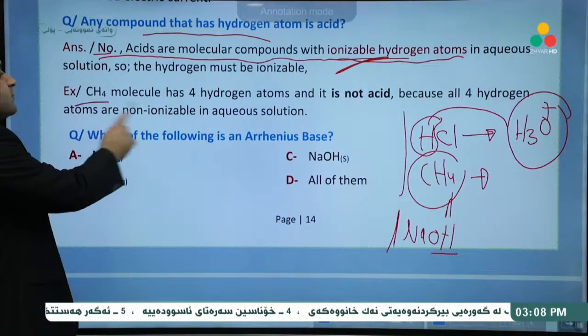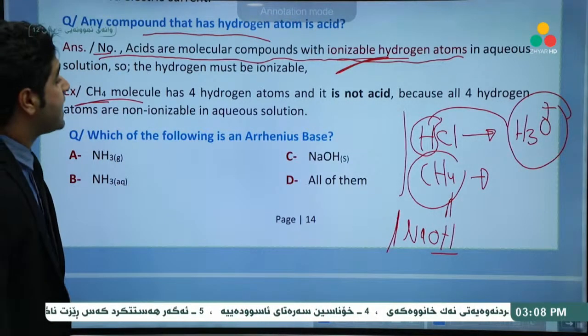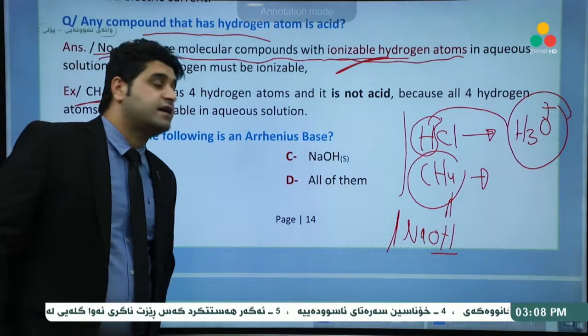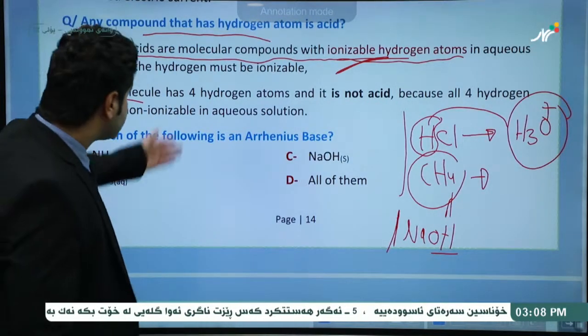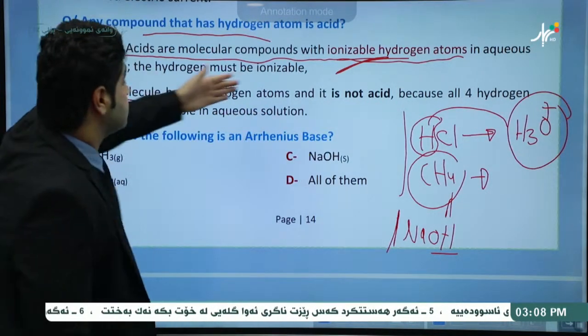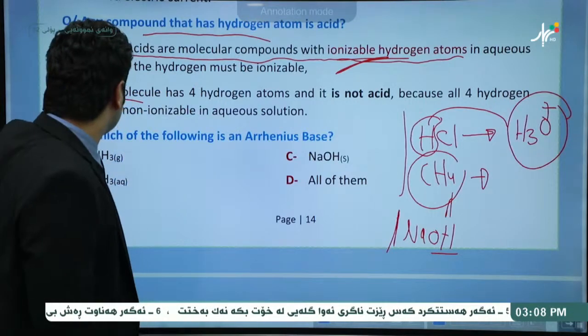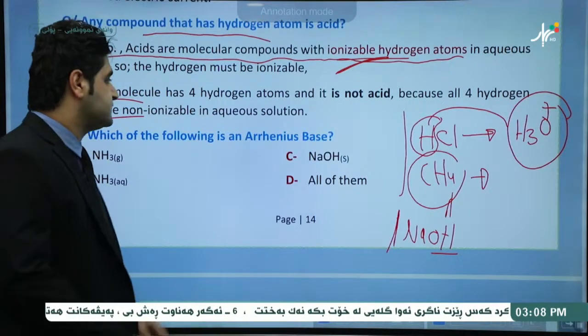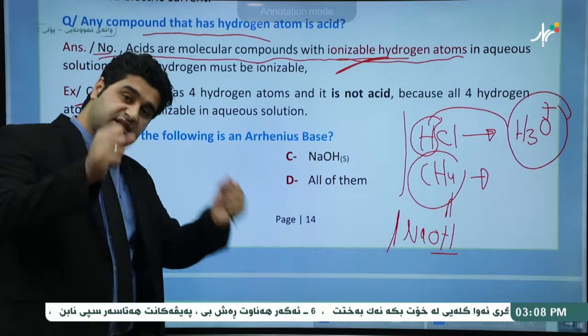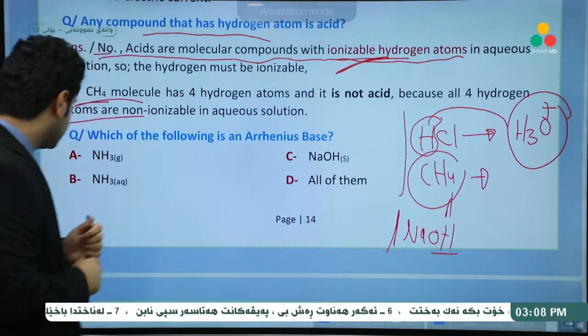So no, the hydrogen atom must be ionizable to form a hydronium ion. For example, the CH4 molecule has 4 hydrogen atoms and they are not ionized, that's why CH4 is not an acid. All 4 hydrogen atoms are non-ionizable. They are bonded to the carbon by strong covalent interaction.